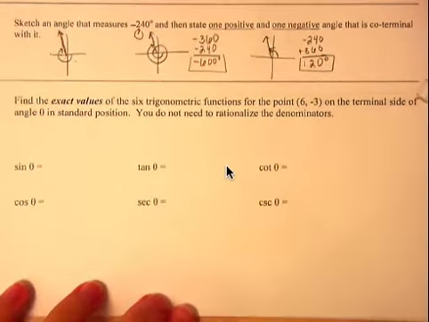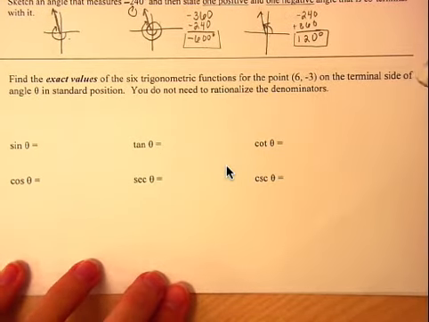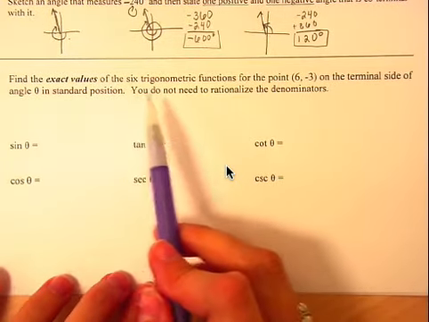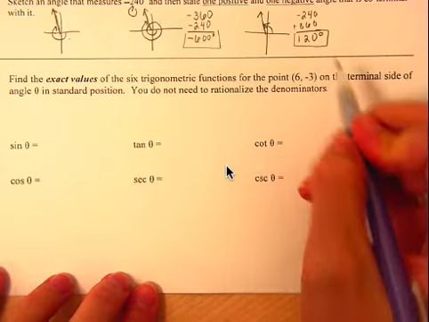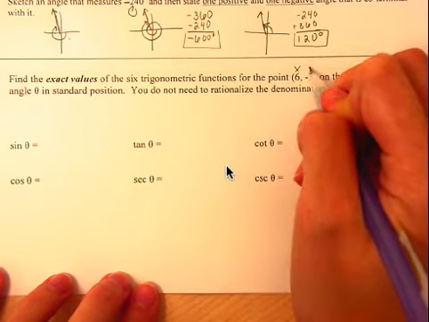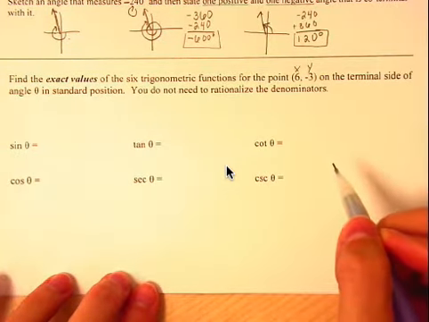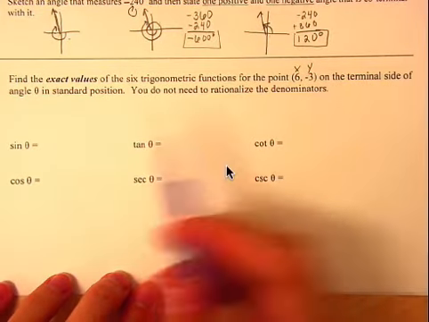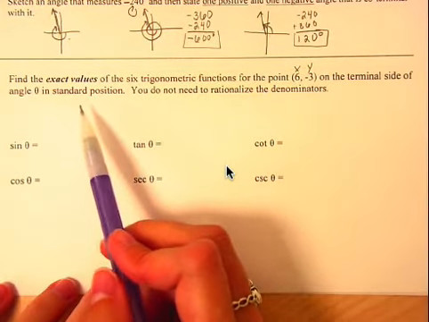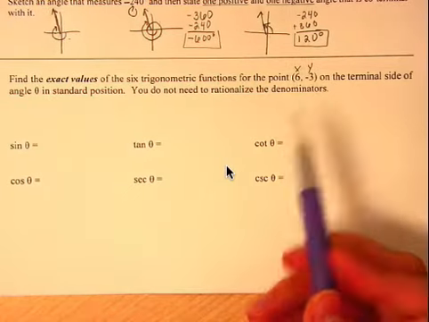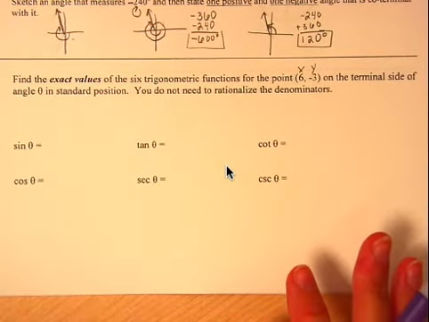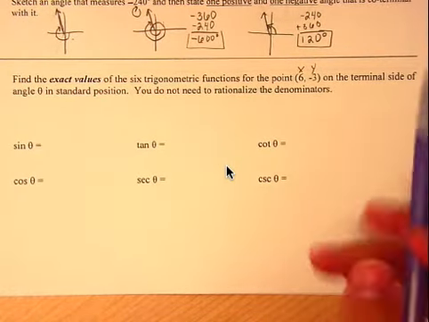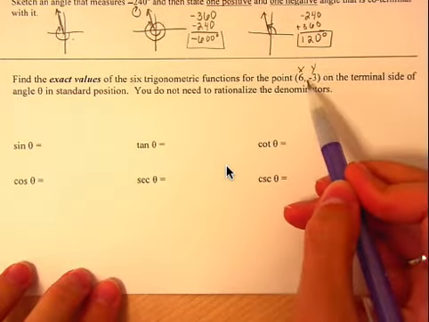Solve problem 4. Find the exact values of the 6 trig functions for the point 6, negative 3. So when you see a point, you should automatically assume it gives you x and y. And this is on the terminal side of angle theta in standard position. You do not need to rationalize the denominators, meaning you do not need to get that square root out of the denominator. Okay, so we have x and y.